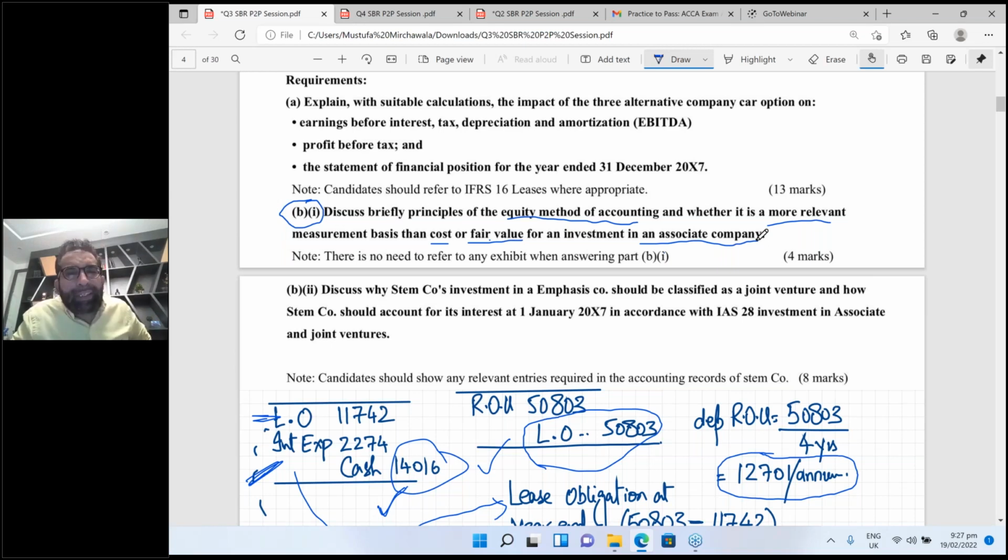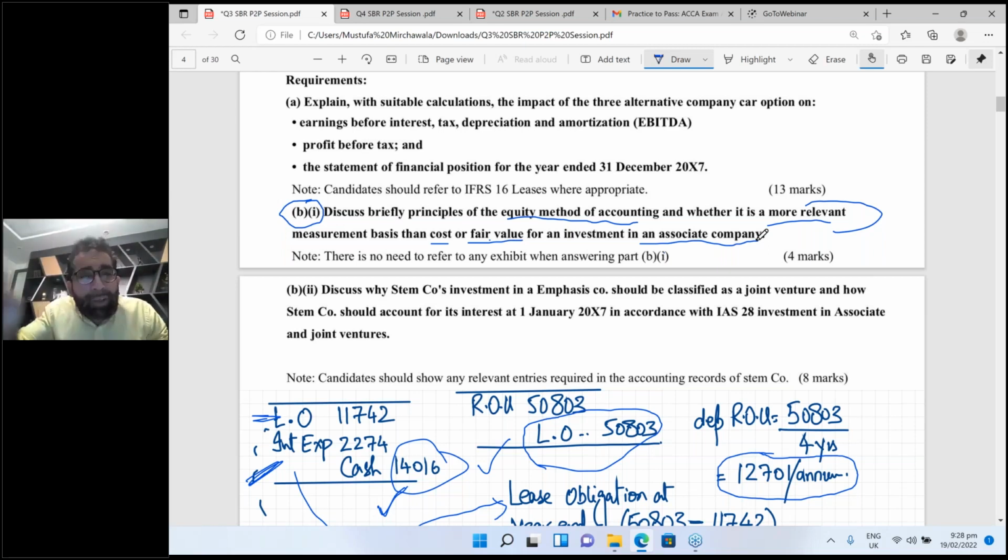Now tell me, see the word, whether it is more relevant. Just think relevant means useful for shareholders, then cost or fair value of an investment in an associate company. Now listen, yes, it is better than original cost. If you report this investment at original cost, then that will be outdated.